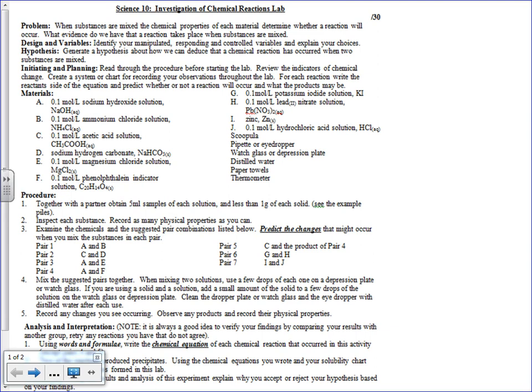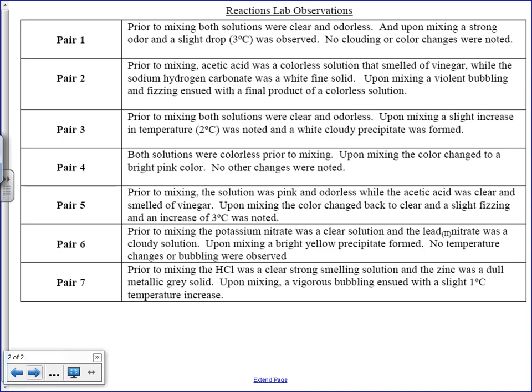All right. So for our first reaction, pair 1, we've got sodium hydroxide mixed with ammonium chloride. All right, so with pair A, okay, sodium hydroxide, that's NaOH, is reacting with ammonium chloride.